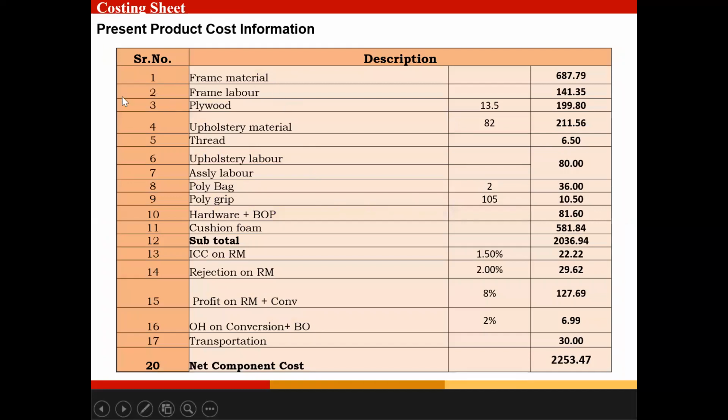And here they have analyzed the cost, which is nothing but the present product cost information. They will consider different aspects with respect to the frame material and the labor cost, and then the plywood and the upholstery material, and how much is the overall cost, which involves all the things.